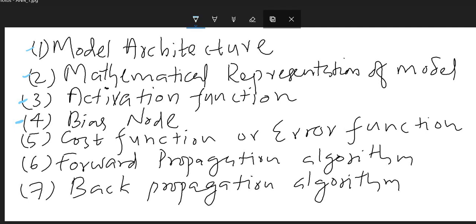In the coming videos, we will be covering the cost function for the neural network, then the forward propagation algorithm, and the back propagation algorithm. All these aspects we will cover in the coming videos. So thanks for watching.